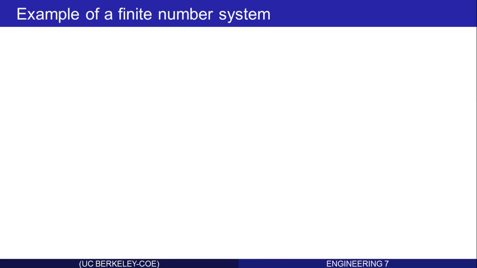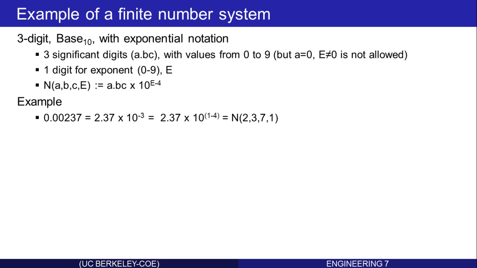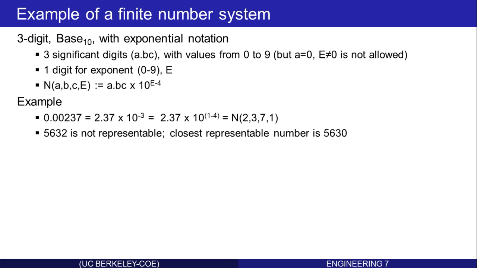Let's close with a few more observations about this finite number system. There's a recap of how it works, an example to illustrate how it's used, and let's be aware of what it can't represent. For instance, 5,632 is not a representable number. It's not that it's too large, it just isn't representable. The closest representable number is 5,630.